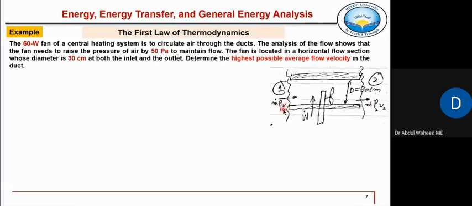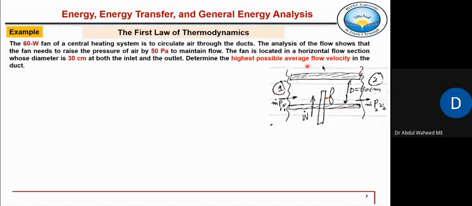Which energy? Only pressure energy is relevant because there is a change in pressure from inlet to outlet. Change in velocity and potential energy for this fan is negligible, right? Because this is a fan which is making the fluid flow in a circular duct, not like a roof fan or ceiling fan. Okay, so now this is the system.